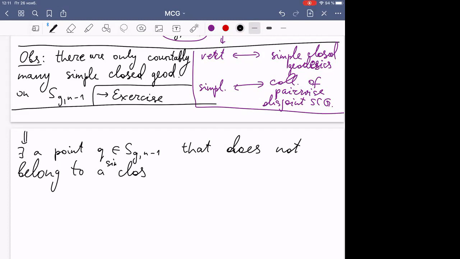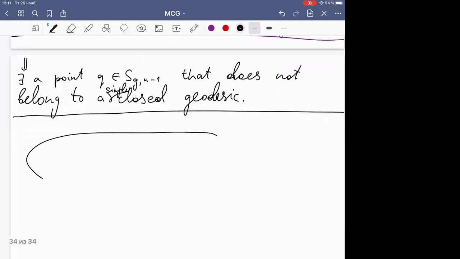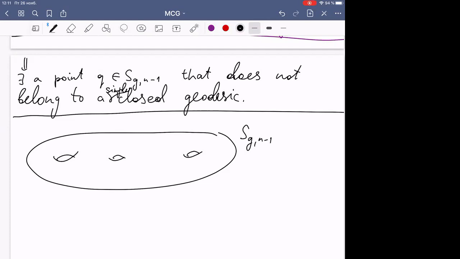To a simple closed geodesic. Simple is not important here, but so we have this S_{g,n-1}. We have plenty of geodesics, but countably many curves in the union cannot be the whole surface.